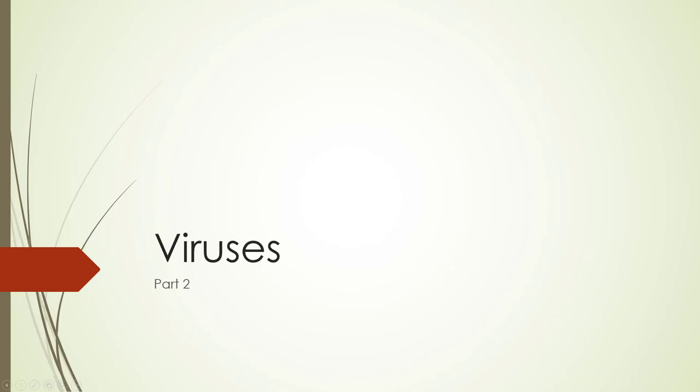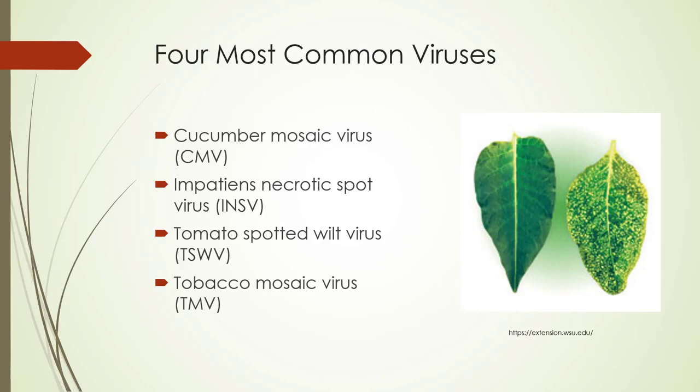Second part of viruses. So the four most common viruses you're going to see are cucumber mosaic virus, which I talked about a lot in the previous video, impatiens necrotic spot virus, which you can often see called impatiens necrotic ring spot virus, but that's the older name for it, tomato spotted wilt virus, and tobacco mosaic virus.